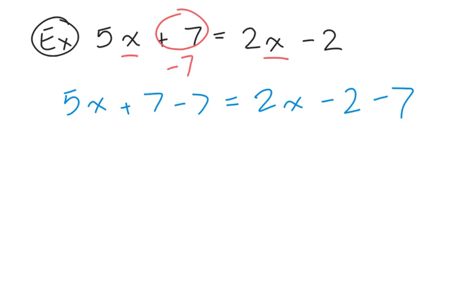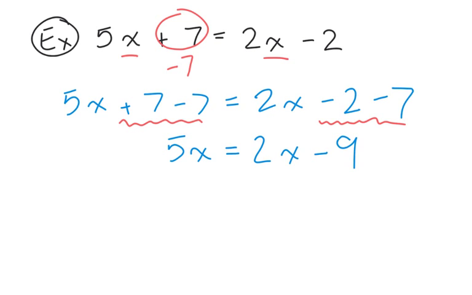Let's simplify the terms on the left side. The 5x is going to stay the same. Plus 7 subtract 7 is 0. We're not going to write the 0 in, which means that 5x is all there is on the left side of the equation. On the right side of the equation, we're going to simplify negative 2 subtract 7. This 2x stays exactly the same. Negative 2 subtract 7 is negative 9. You can go ahead and use the number line if you're unsure how to do that.